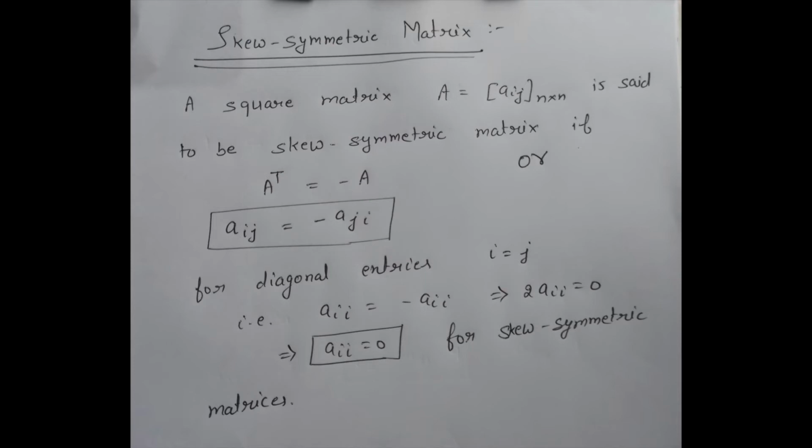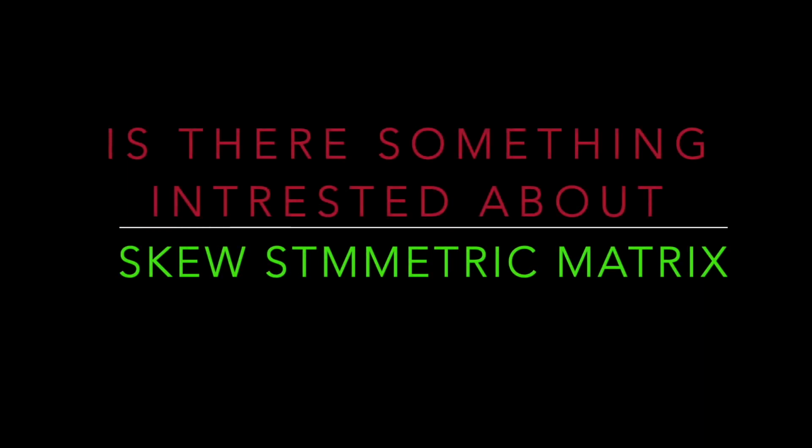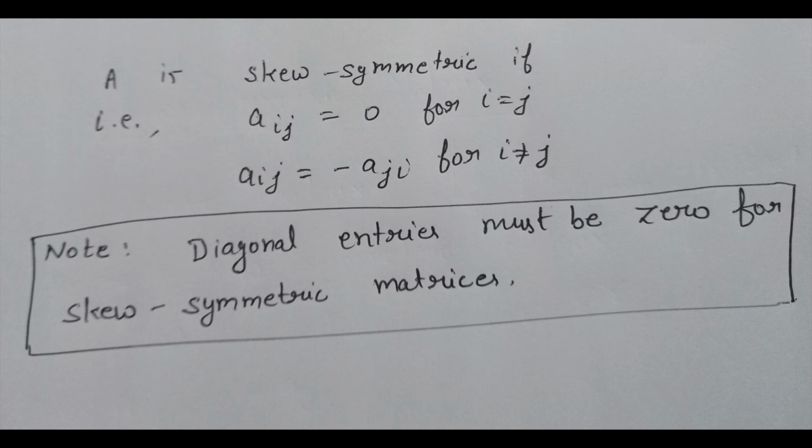So we can say that A is a skew symmetric matrix if aij equals 0 for i equals j, and aij equals -aji for i not equal to j. That means the diagonal entry must be 0 for a skew symmetric matrix. As we know, i equals j means diagonal entries. So for a skew symmetric matrix, aii equals 0. That means the diagonal must be 0 for a skew symmetric matrix.